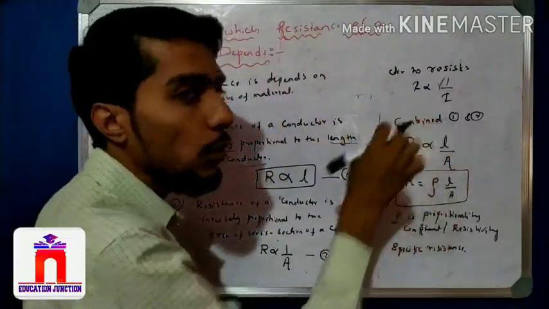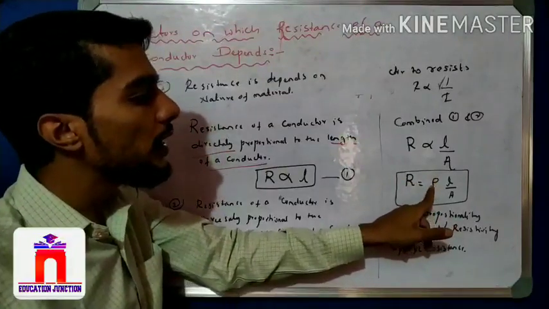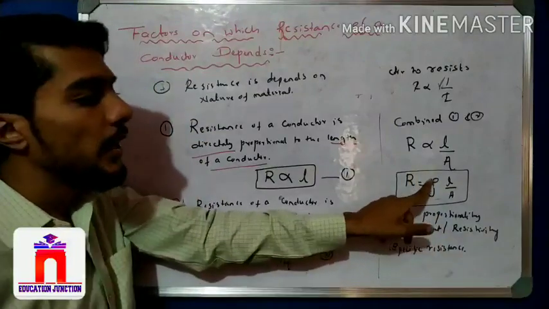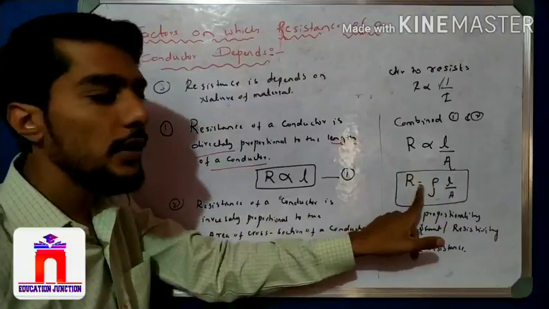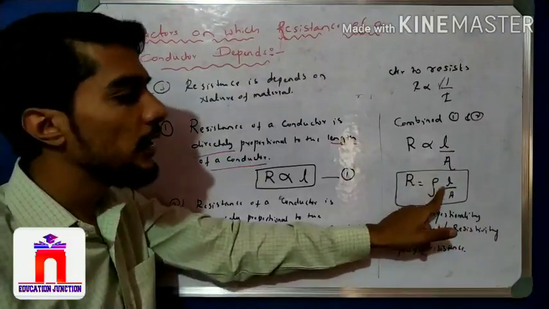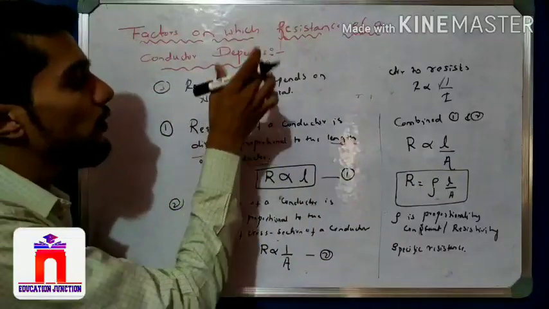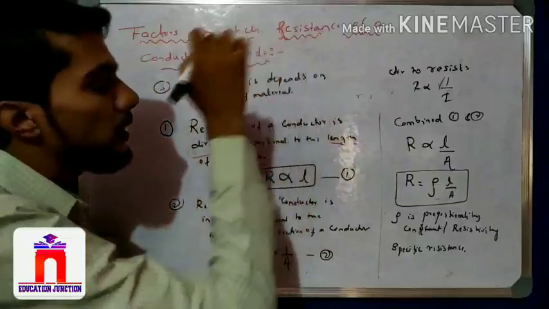Resistance is directly proportional to rho. When rho changes, resistance also changes. So whenever the resistivity of a conductor is different by nature, resistance is also different. If copper is taken, different; silver, different; iron, again resistance different; tungsten, different. So resistance depends on the nature of a material, that is, on the resistivity of the material. That is the third point, students.